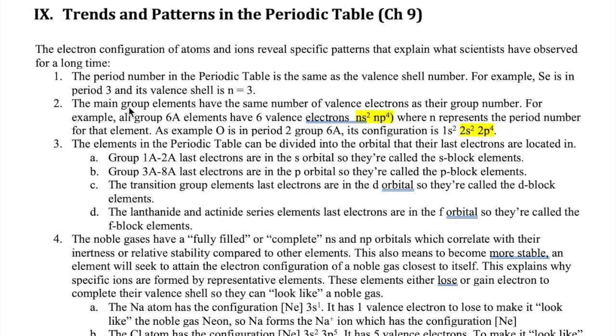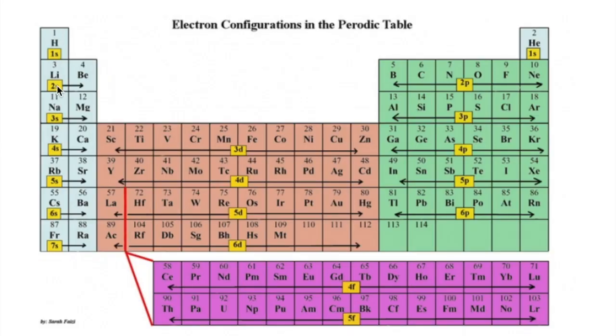Going back now to the next observation, and that is that the main group elements have the same number of valence electrons as their group number. So going back to the periodic table, if you remember, the main group are the first two groups and then the last 6 groups. Remember that group 1 is called group 1A, and if you write the electron configuration for all of these elements, you will find that all of them only have 1 valence electron, and it's going to be in the s orbital. So hydrogen will be 1s1, lithium will be 2s1, sodium will be 3s1, and so on.